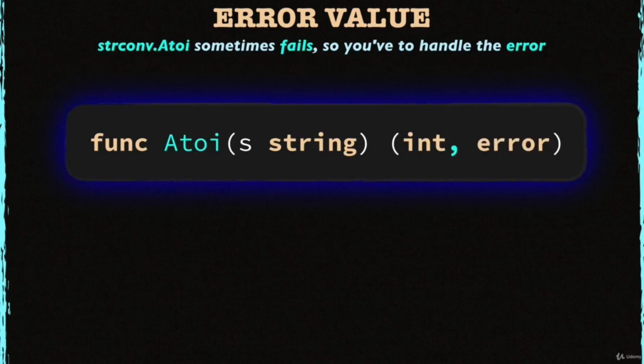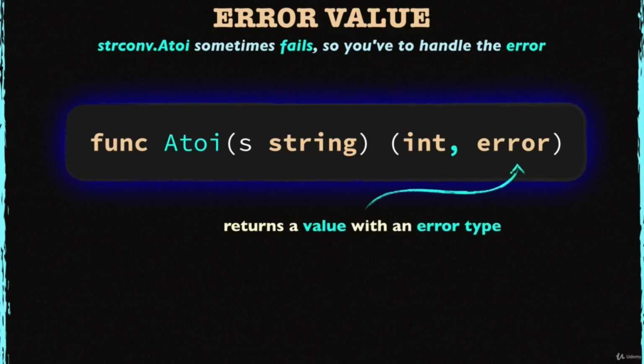Here is another function from the strcount package. A2i means ASCII to integer. You can think of ASCII as a string value. So it takes a string value and it tries to convert it into an int value. Pay attention to my words now. It tries. So it doesn't always succeed. As you can see here, that's why it also returns an error value. That error value tells us whether the conversion from the string value to int value is successful or not.